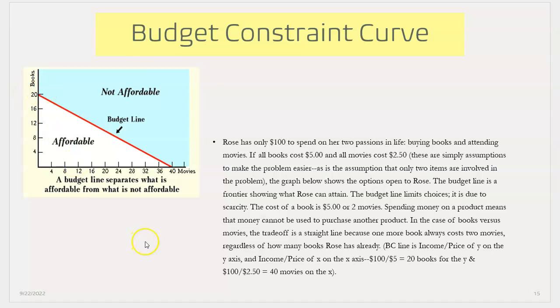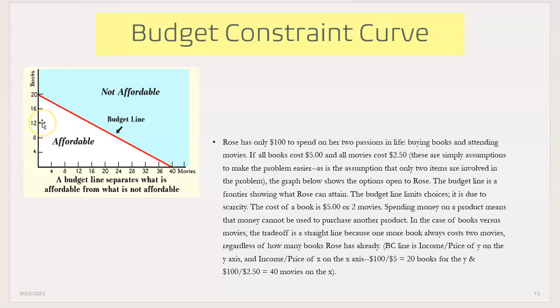With her $100 budget, if all she's doing is buying movies, 100 divided by 2.50, well, she can buy a maximum of 40 movies. The reason a budget constraint curve touches the axis is because it's possible to spend your money on either Y, the books, or X, the movies. Now, most people do a combination of some sort, right? So if she buys, let's say, just 8 books and 12 movies, she's not spending $100.